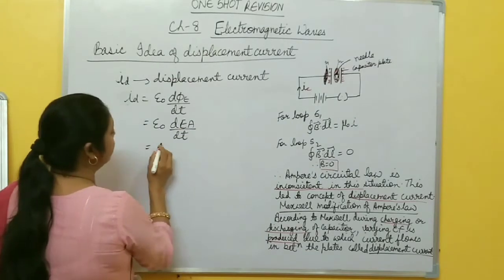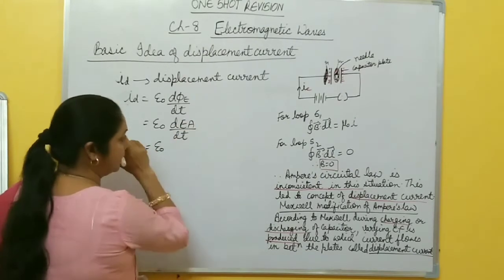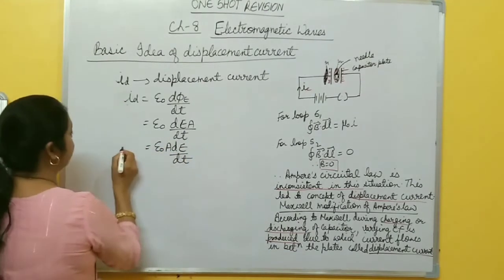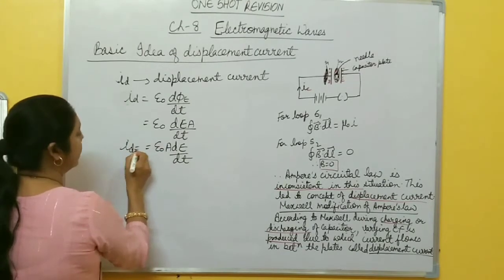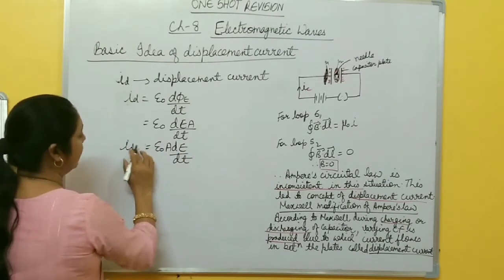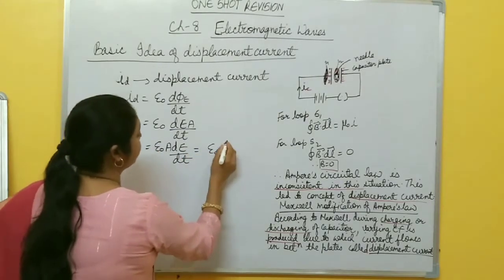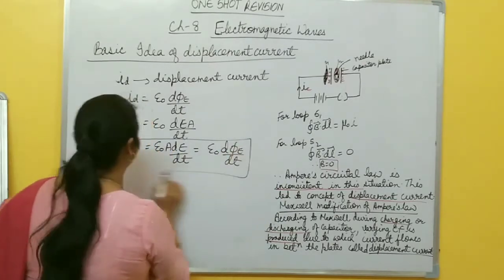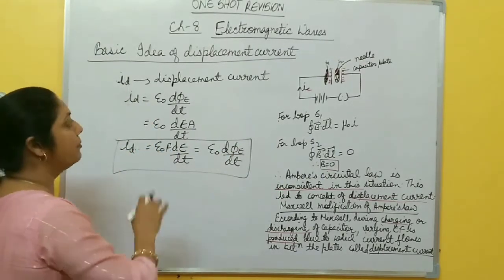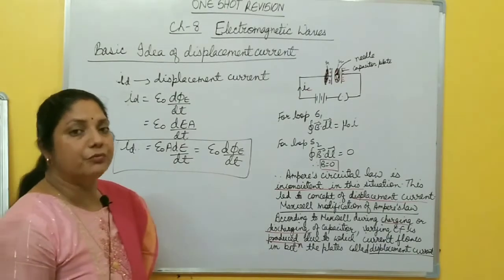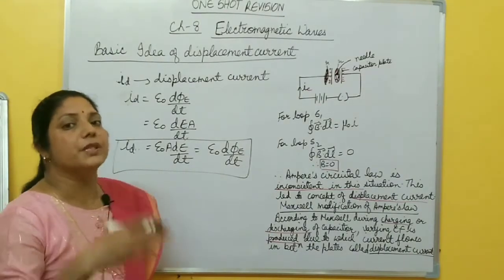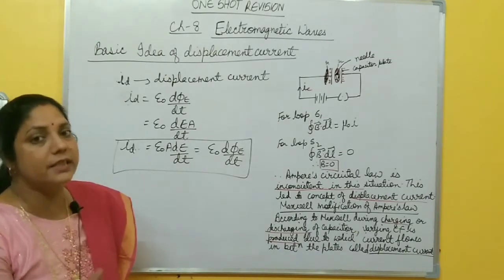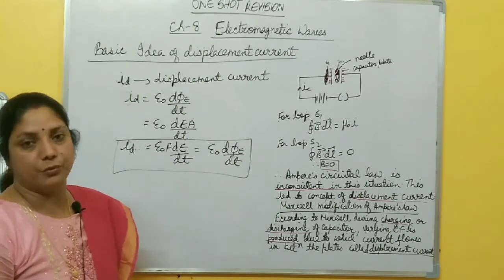You take E outside. A is the area of the plates, so epsilon naught A is constant, times dE by dt. This is the expression for displacement current ID in terms of change in electric field, or also you can write in terms of change in electric flux, right? This is the expression for displacement current. So from here, it is proved that a varying electric field produces magnetic field, and a varying magnetic field produces electric field, and due to these concepts, electromagnetic waves are produced, right?